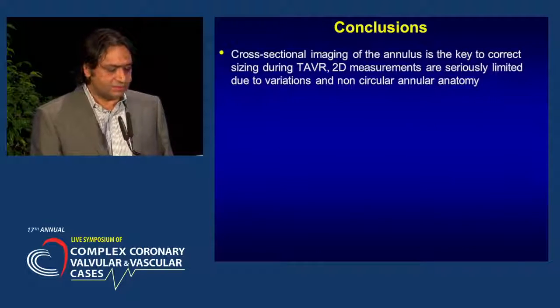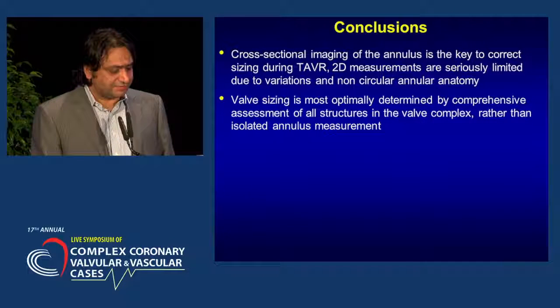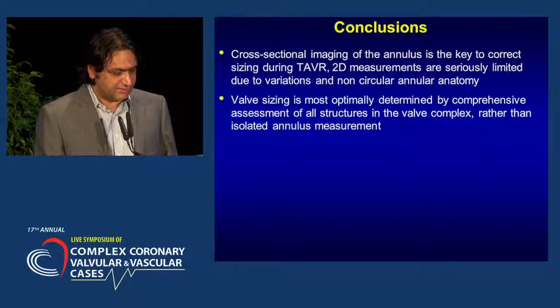So let me go ahead and conclude then. Cross-sectional imaging of the annulus is the key to correct sizing during TAVR. 2D measurements are seriously limited due to variations in non-circular anatomy. Valve sizing is most optimally determined by comprehensive assessment of all structures in the valve complex rather than isolated annulus measurement.